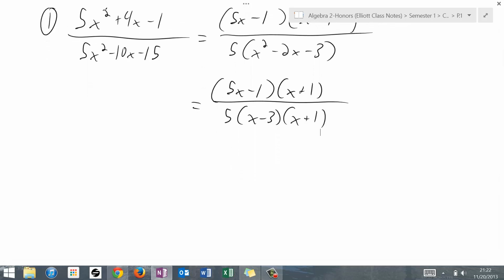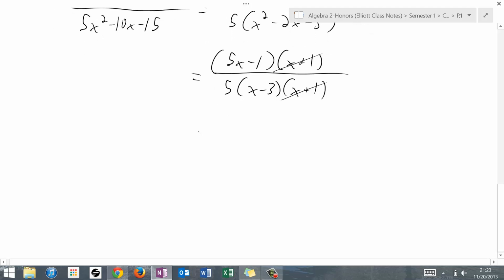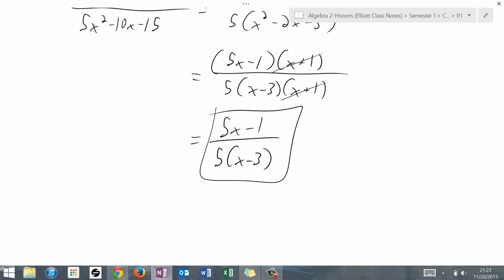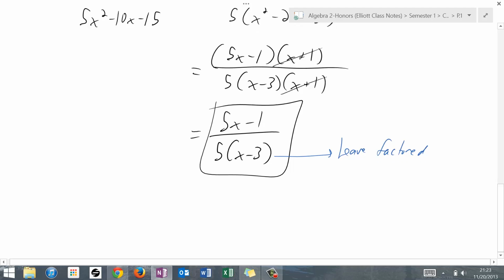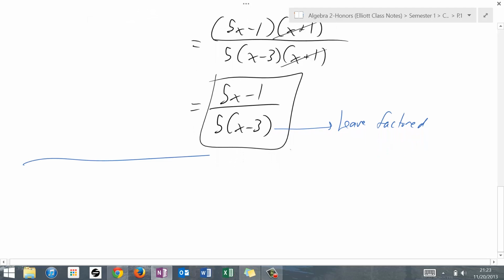And at this point, what I would allow is the slight, ever so faint slash marks that cross those common factors. x plus 1 divided by x plus 1 divides out, provided, of course, that x is not equal to negative 1. We already included that in the directions. And I'm going to leave it as 5x minus 1 over 5 times x minus 3. Yes, I do want you to leave the denominator factored. Don't multiply it back. Let's just leave it.